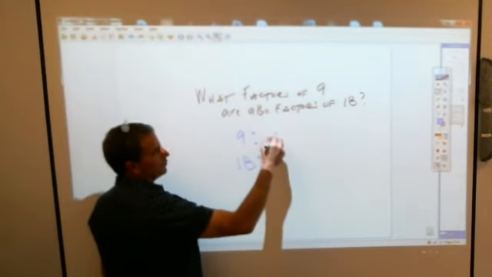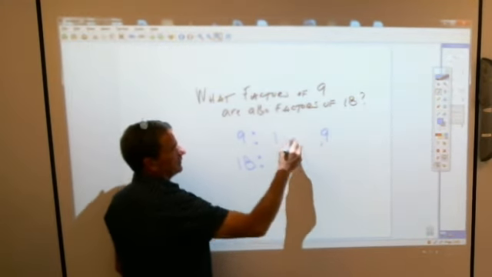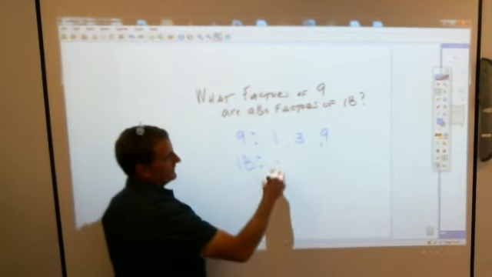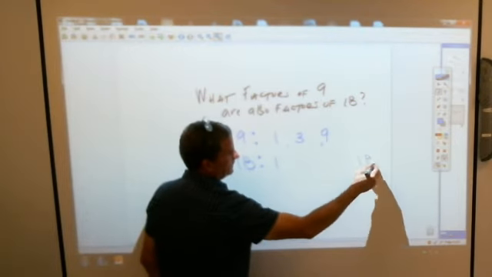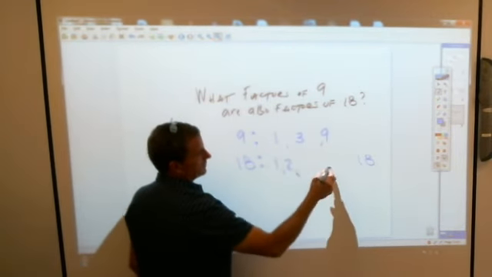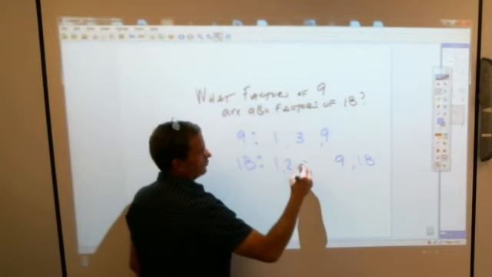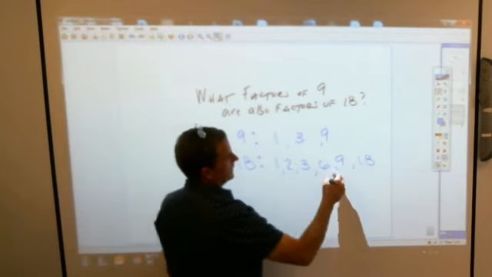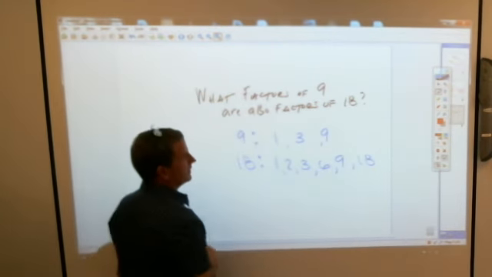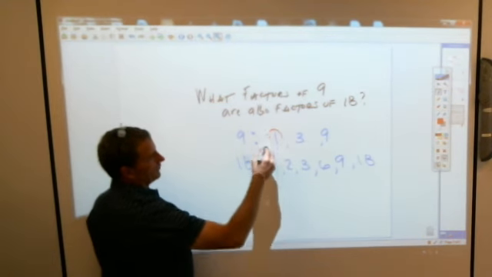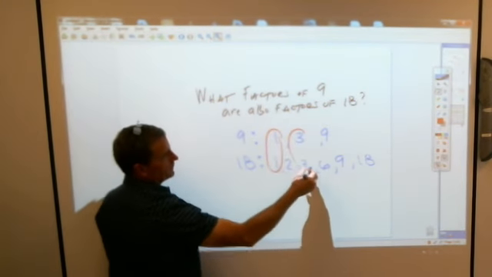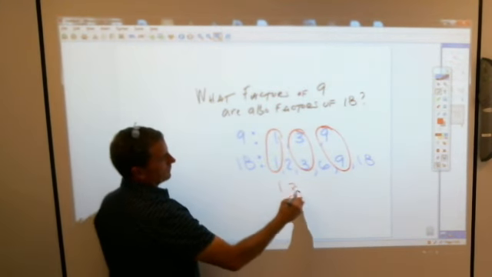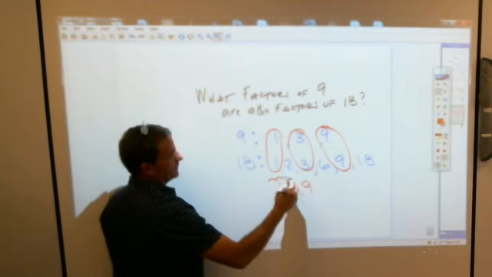Well, factors of 9 would be 1 times 9 and 3 times 3, and I need to list it once. Factors of 18 are 1 and 18, 2 times 9 and 3 times 6. And then in answering the question, what ones do they have together? They both have 1s, they both have 3s, and they both have 9s. 1, 3, and 9.